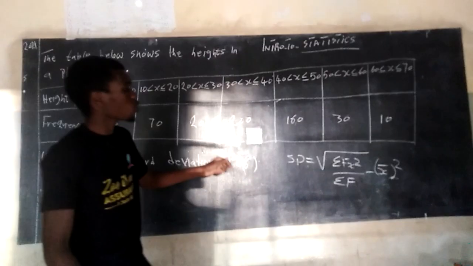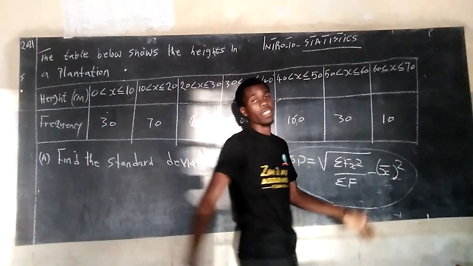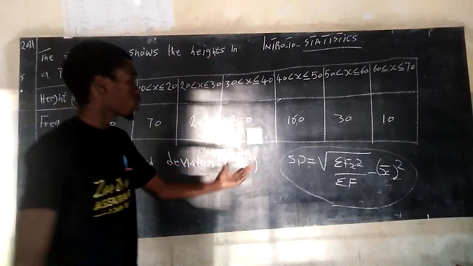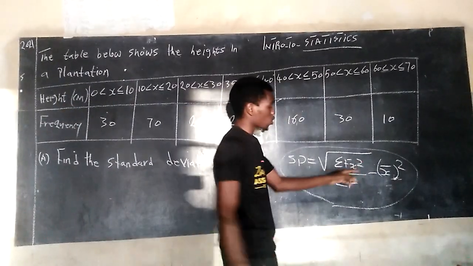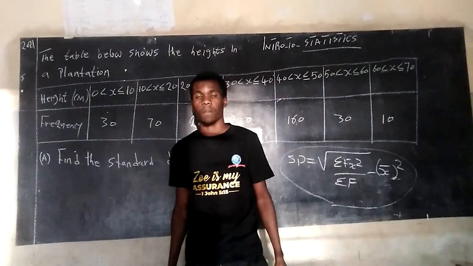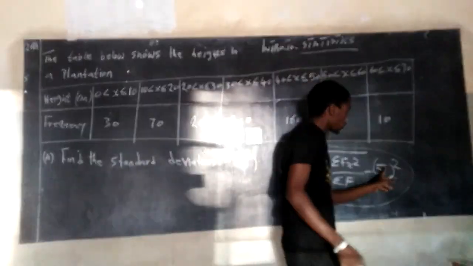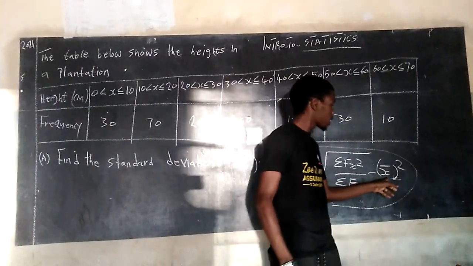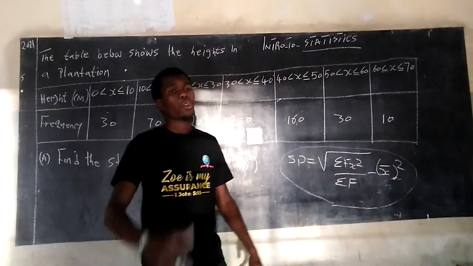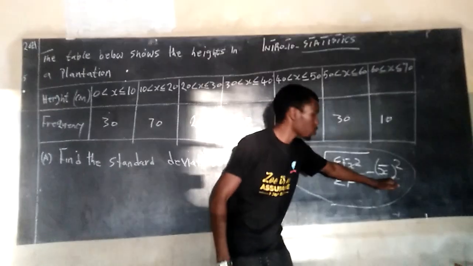This is one of the simplest formulas that we'll be using to come up with the standard deviation. Here, f simply means the frequency. The one with a bar on top of the x is the mean. For you to come up with the standard deviation, you also need to have the mean.